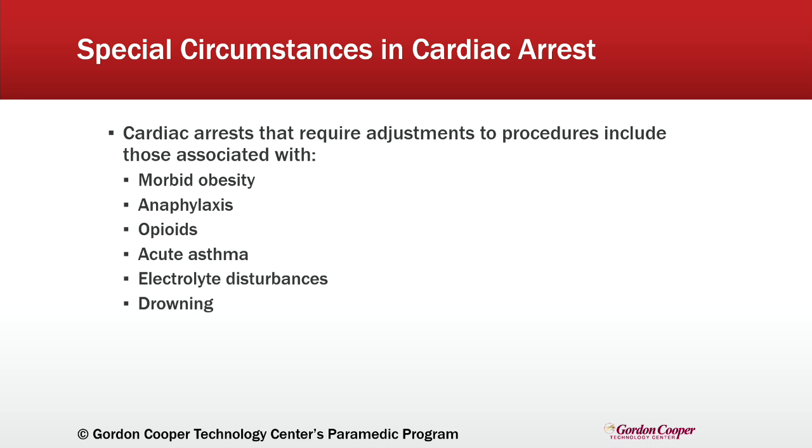And then in patients with acute asthma, it's important to manage airway obstruction and then consider bronchodilators as part of the resuscitation effort. And then electrolyte disturbances, like hyperkalemia, hypokalemia, can lead to specific dysrhythmias. Identifying and treating these electrolyte imbalances is essential for effective resuscitation. And then drowning cases. It's crucial to focus on airway management, consider the hypothermia aspect if that's the case, as patients may respond differently compared to typical cardiac arrests.